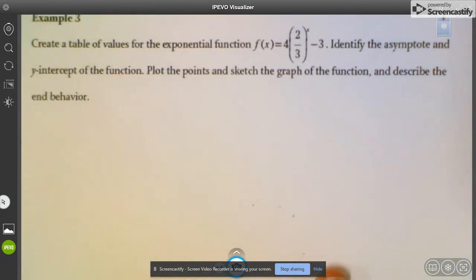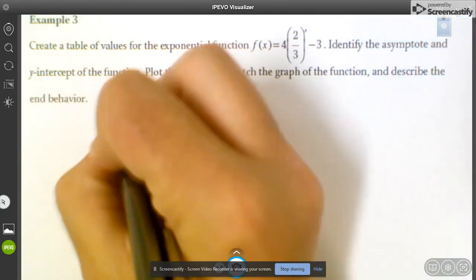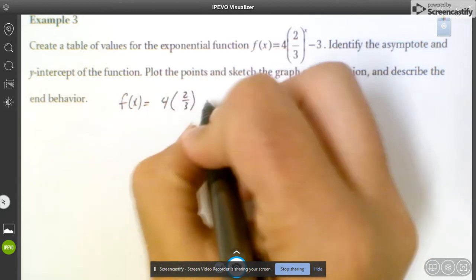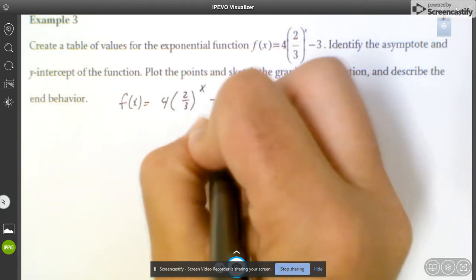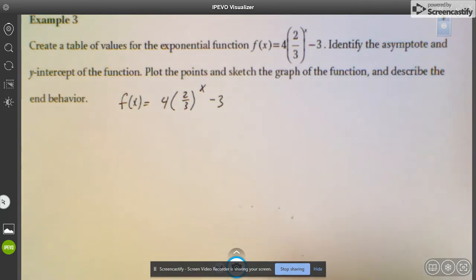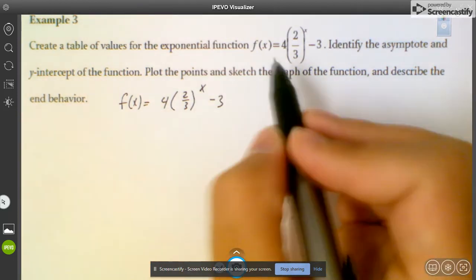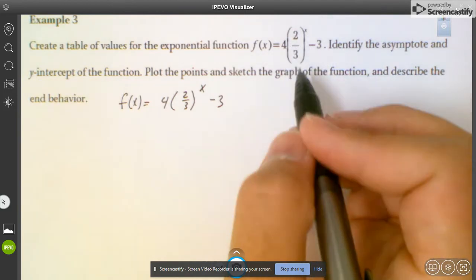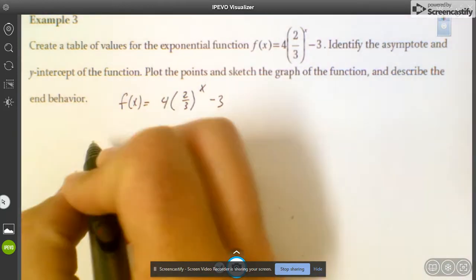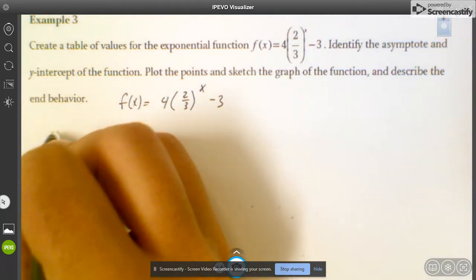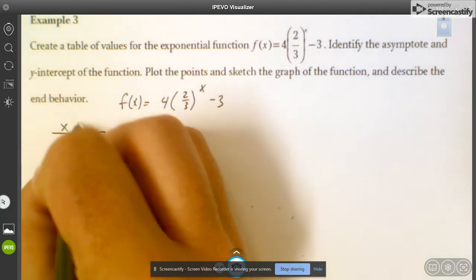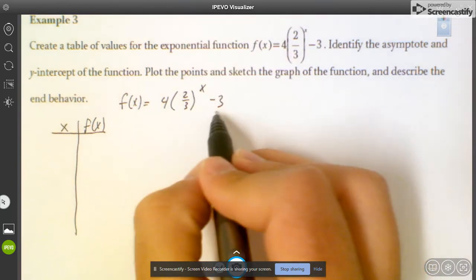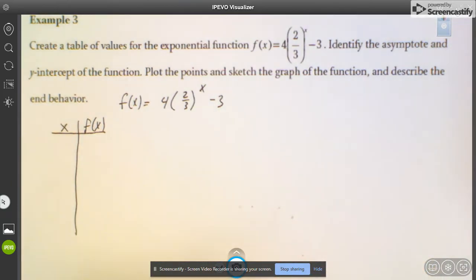All right. Create a table of values for this function. So f of x equals 4 times 2/3 to the x power minus 3. The big change here from the last one is, of course, we don't have a negative out front, and we also have a fraction inside the parentheses here. Okay, so here we go. All right, so I'm guessing my asymptote is going to be at -3, but we'll see once we plug it in.